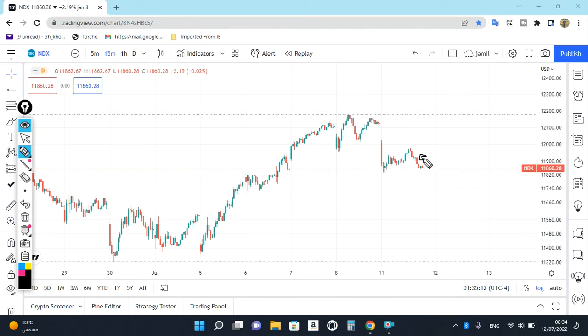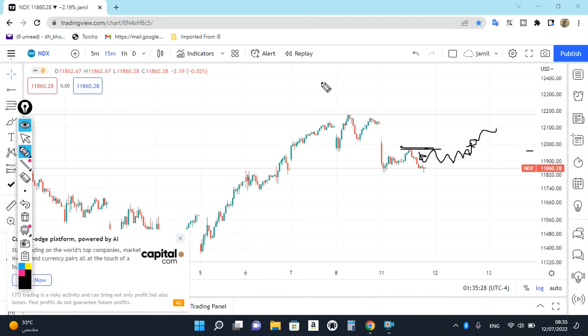If there is a gap up opening, then the market is positive, but the plan should be: after opening gap up, let the market be volatile. In the second half, any breakout on the upside, 11,980, 70, 80, any breakout, we can plan to buy here. This is the first plan.